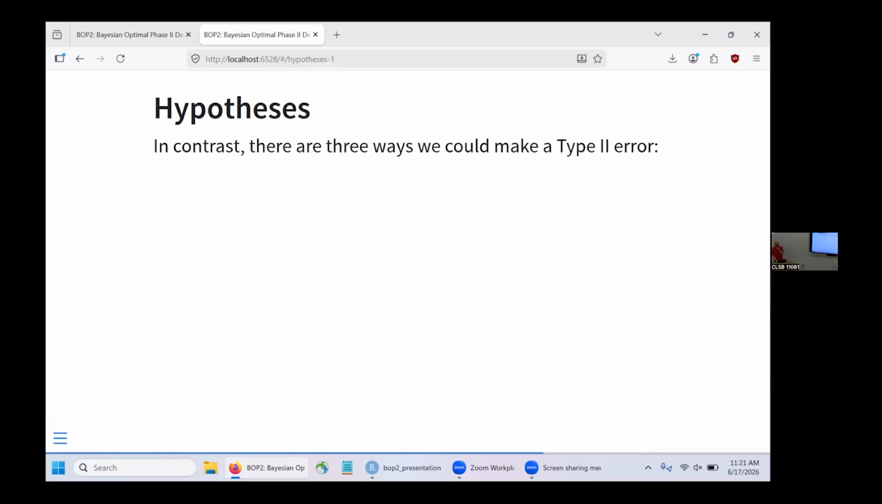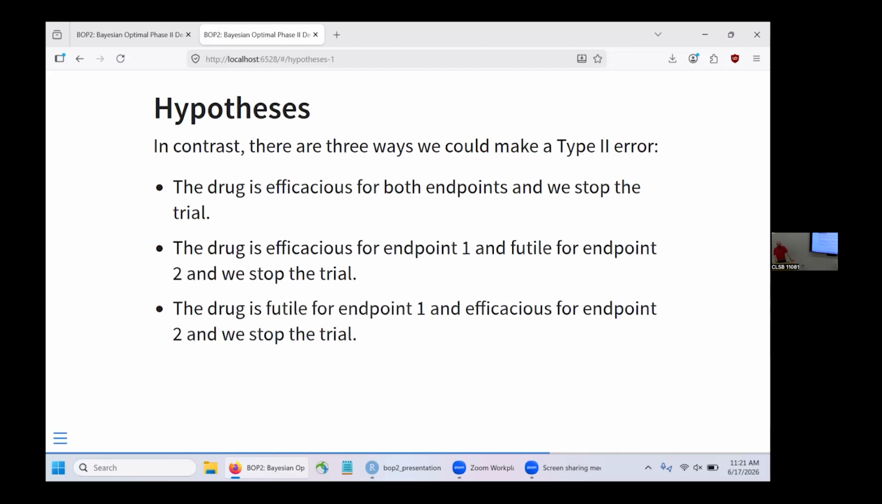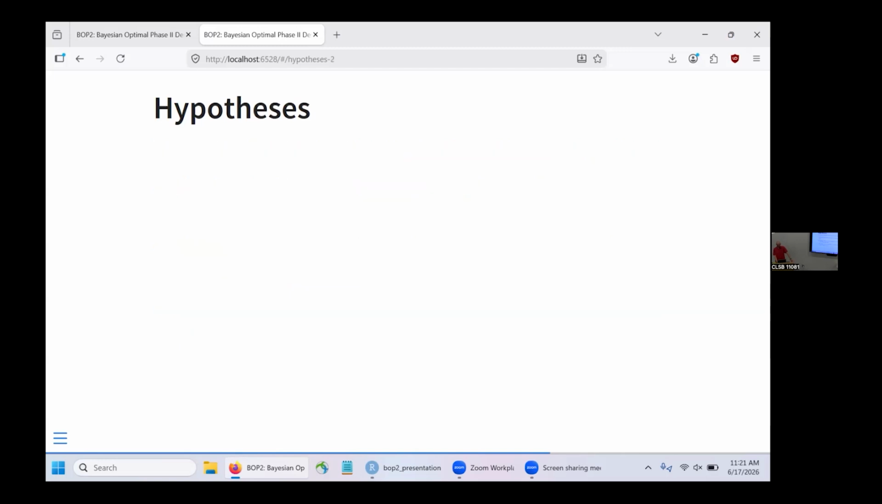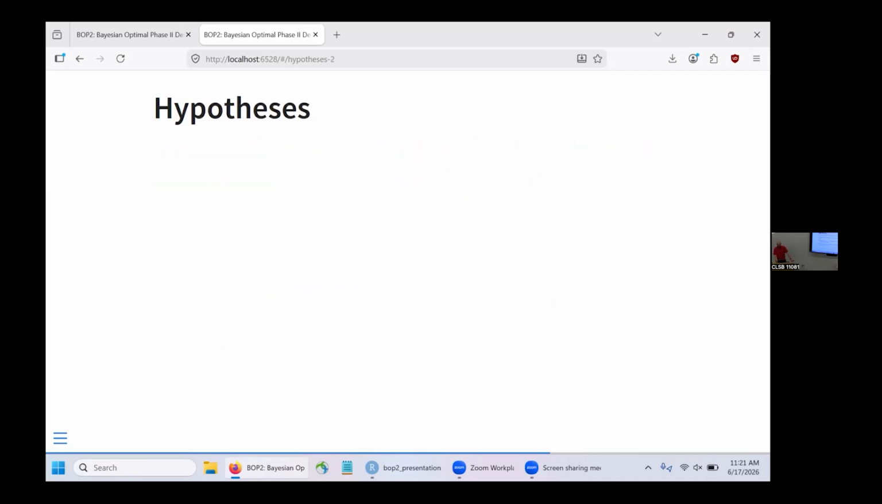In contrast, there are 3 ways we could make a type 2 error. The drug is efficacious for both endpoints and we stop the trial. The drug is efficacious for endpoint 1 and we stop the trial. The drug is efficacious for endpoint 2 and we stop the trial. So 3 ways we could make a type 2 error.